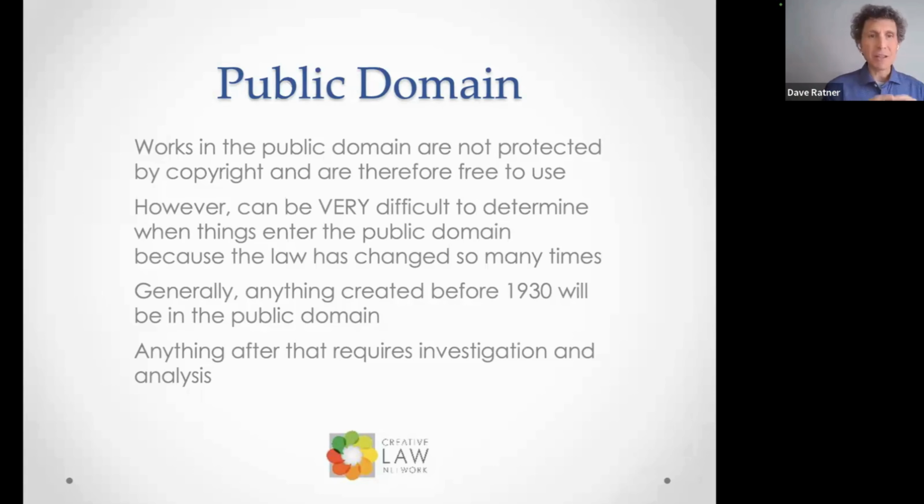Well, I should also mention the 70 years that I mentioned, the 95 years that I mentioned, is the current law. That is not how it's always been. The copyright law has changed over the years, and so the copyright term has changed over the years. So that 70 years hasn't always applied. And so unfortunately, figuring out whether something is still protected by copyright can be a little tricky.